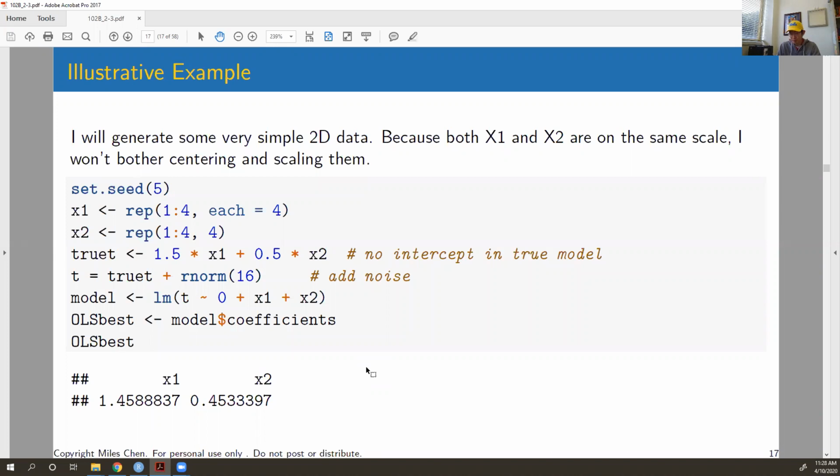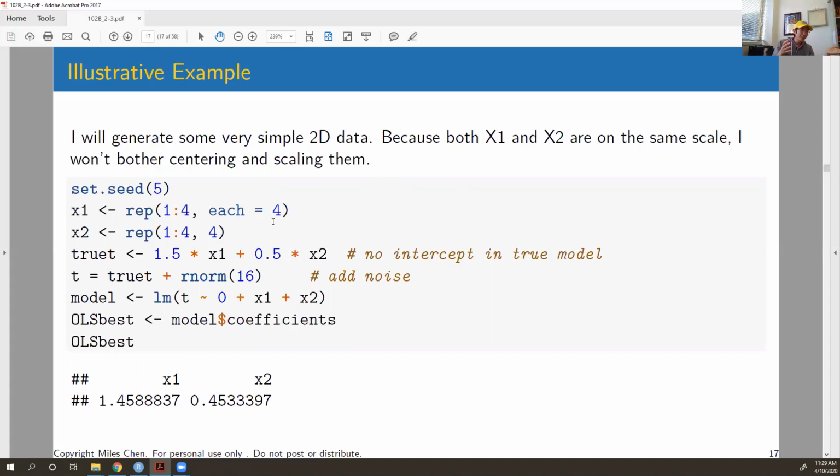All right, so let me just show you the effect of modifying the loss function, how that affects the estimates that we would use. So I've made some simple 2-dimensional data. I have x1 as the values 1 through 4, and x2 as the values 1 through 4, but we've repeated them 4 times each, and I get basically a grid here. And here I'm not going to bother centering and scaling them because they're already on the same scale.